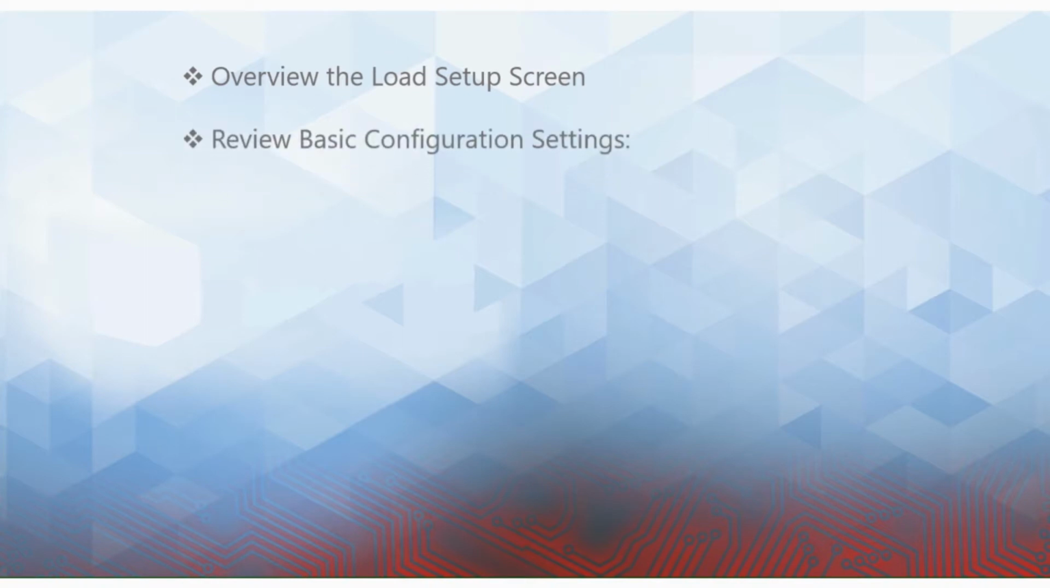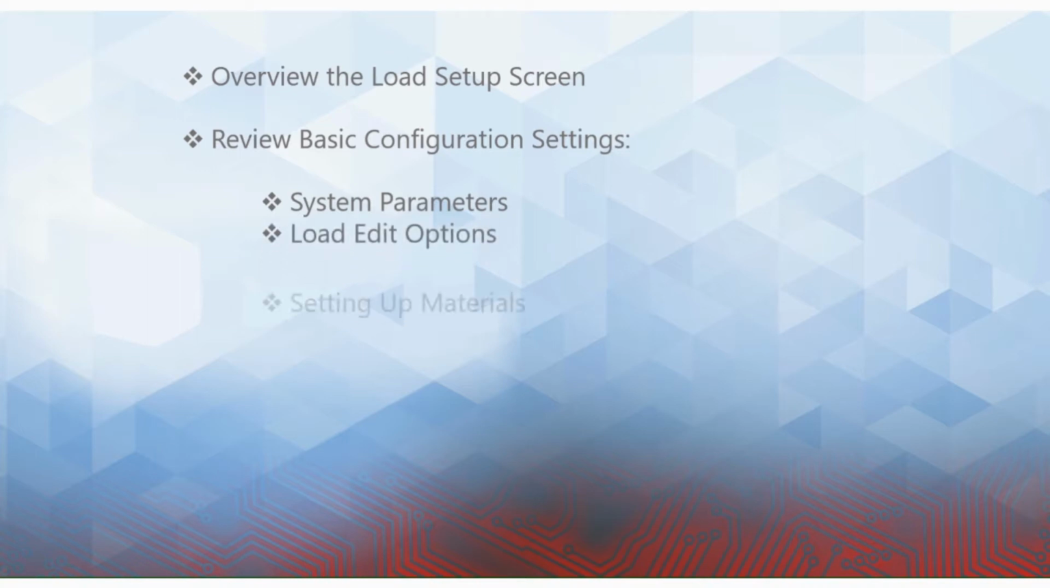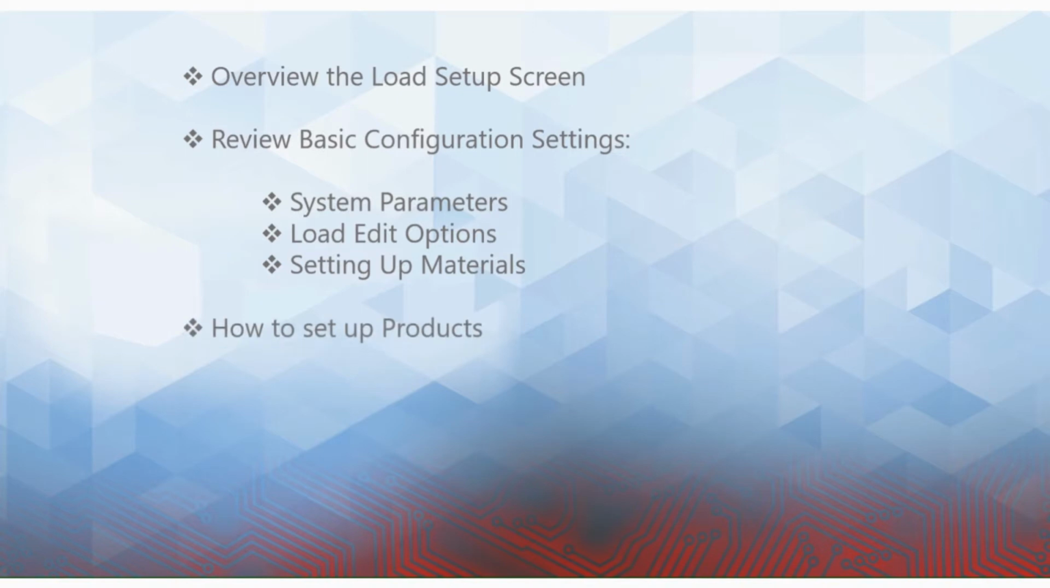Today, we will introduce the following topics on how to navigate the Archer application, which will include the following. Overview the load setup screen, review basic configuration settings including system parameters, load edit options, and setting up new materials. We will cover how to set up products and also introduce the plant monitor. Ready to get started? Let's go ahead and begin with our discussion on the load detail screen.